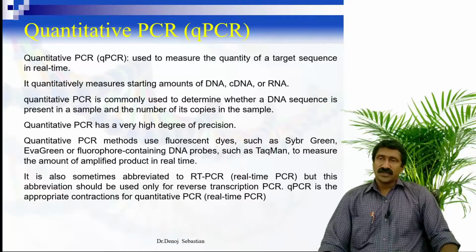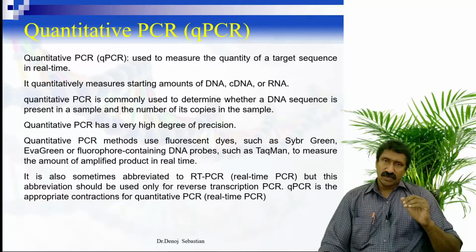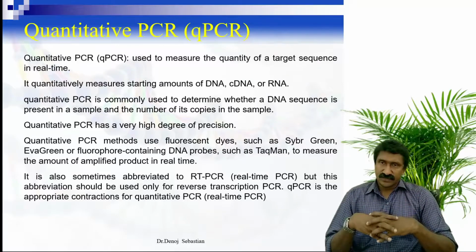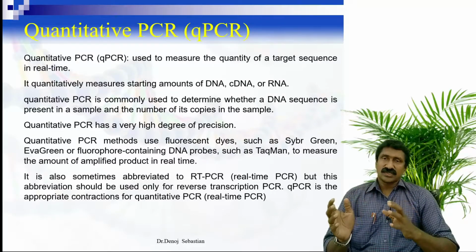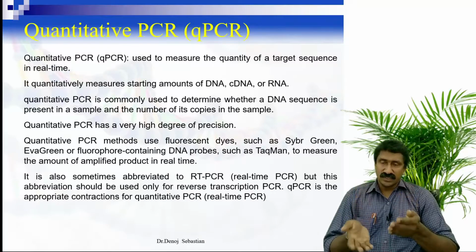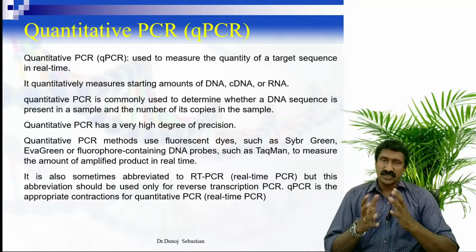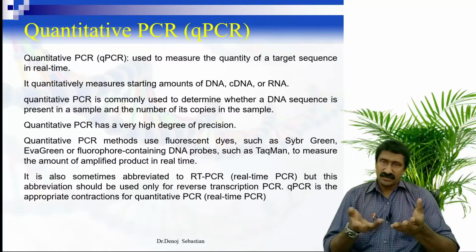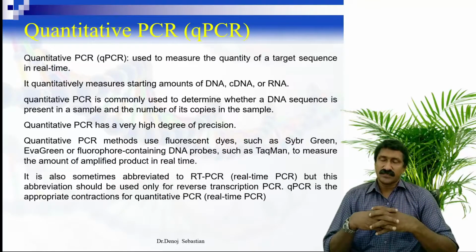The next variant of the PCR is quantitative PCR, or qPCR. Quantitative PCR, or qPCR, is used to measure the quantity of a target sequence in real time. It quantitatively measures the starting amounts, or initial quantity, of the DNA, cDNA or RNA in the sample.